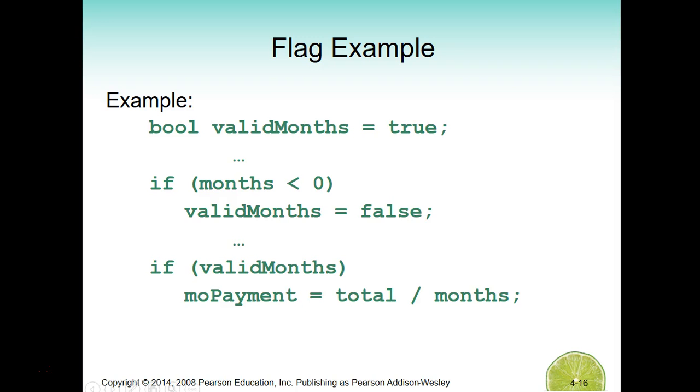Here is an example. If I have valid months assigned true, and if months is less than 0, then valid months is assigned false. What they're testing here is that months would fall between 1 and 12, so they're kind of error trapping. Then the if statement takes that true or false value and says if it's a valid month, we are going to calculate a payment for that month. So the first one is an example of setting a flag value. The second one is using that flag value to make a decision and then perform an action.